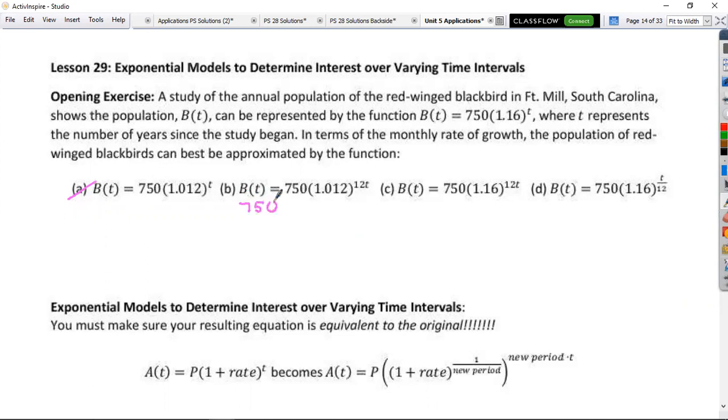So I rewrite it like this. I'm going to go 1.012 raised to the 12 to the T. And all I'm checking for in the calculator is this part. So this is going to get typed right into your calculator. And we are just looking to produce an equivalent function to the one above.